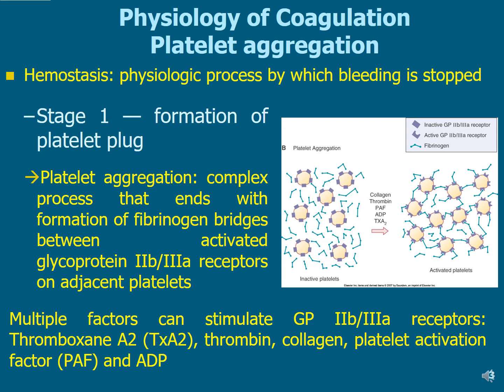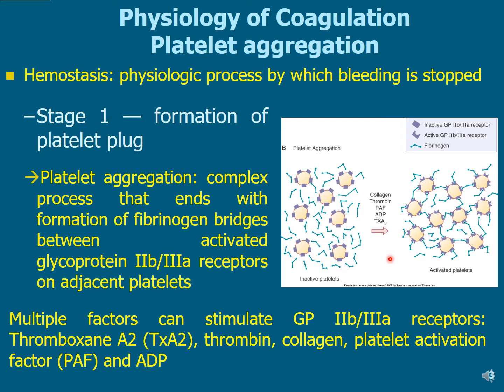First, hemostasis is the physiological process by which bleeding is stopped, and the first stage is the formation of that platelet plug. As you can see here in these figures, you have those platelets that are inactivated, so you see there are no bridges between the platelets. Then if there is some bleeding occurring, you have to repair that damaged vessel.